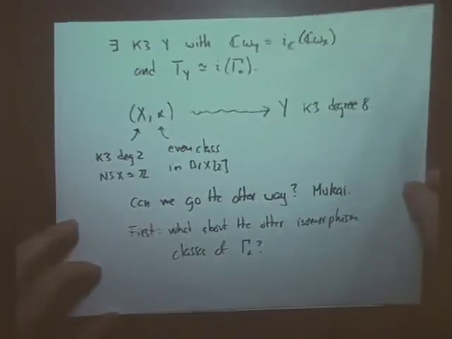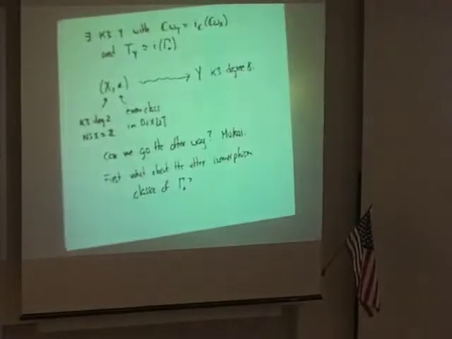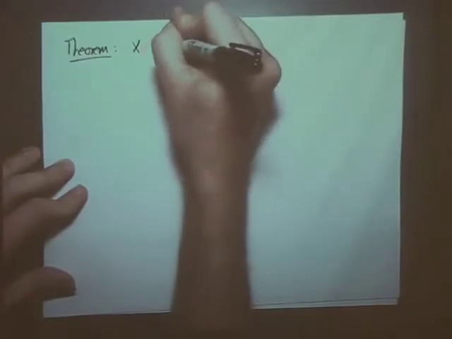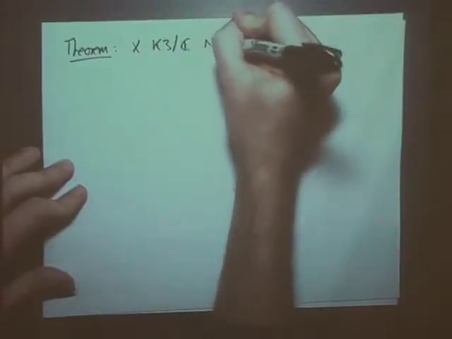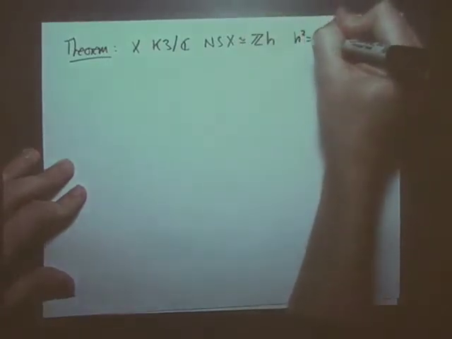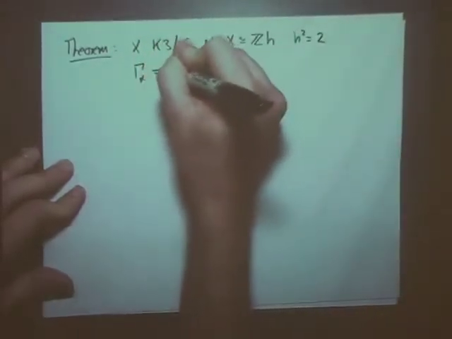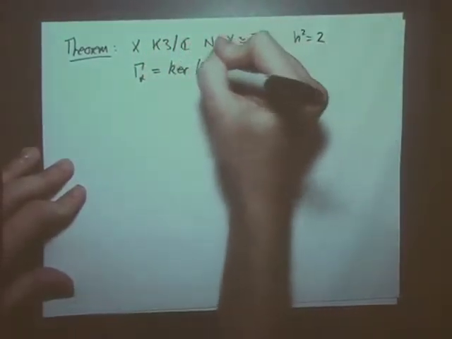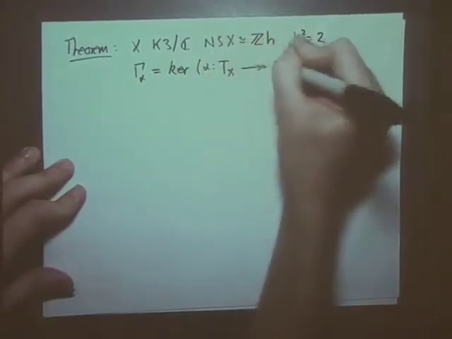Let me tell you what the other two isomorphism classes seem to give us. I'm going to start with x, a K3 over the complex numbers. The Néron-Severi of x is going to be just ZH, with H squared equal to 2. And then this gamma alpha was one of these three things that I was looking at: the kernel of some surjection from the transcendental lattice to Z mod 2Z.